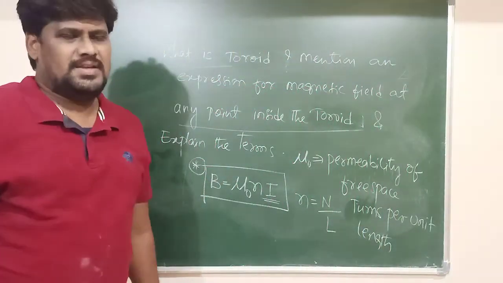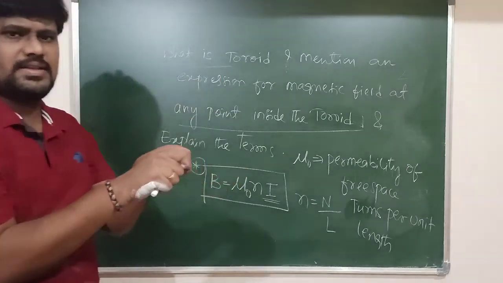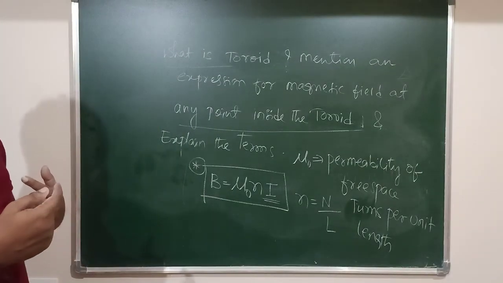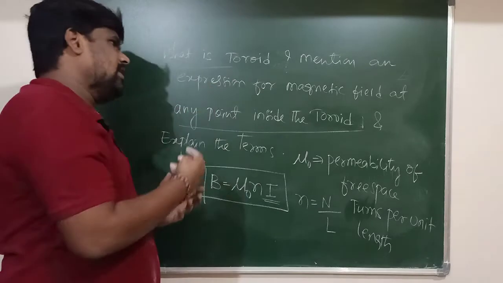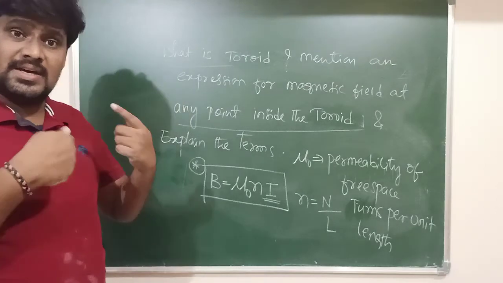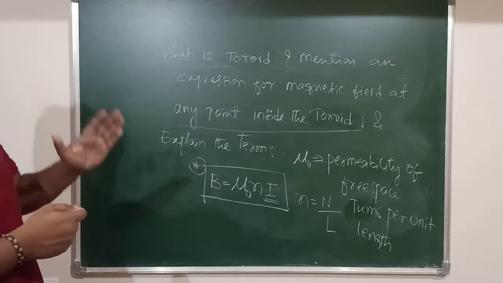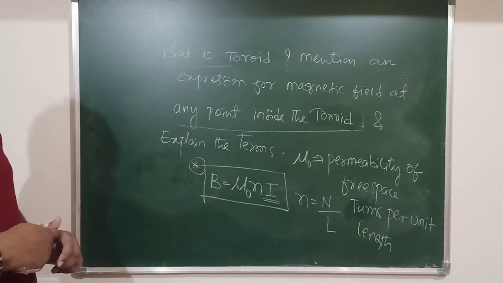The toroid. If you take any solenoid and bend it to form a circle, then it is called a toroid. Toroid is a what? If you bend the solenoid to form a circle, then such an arrangement we will call a toroid.